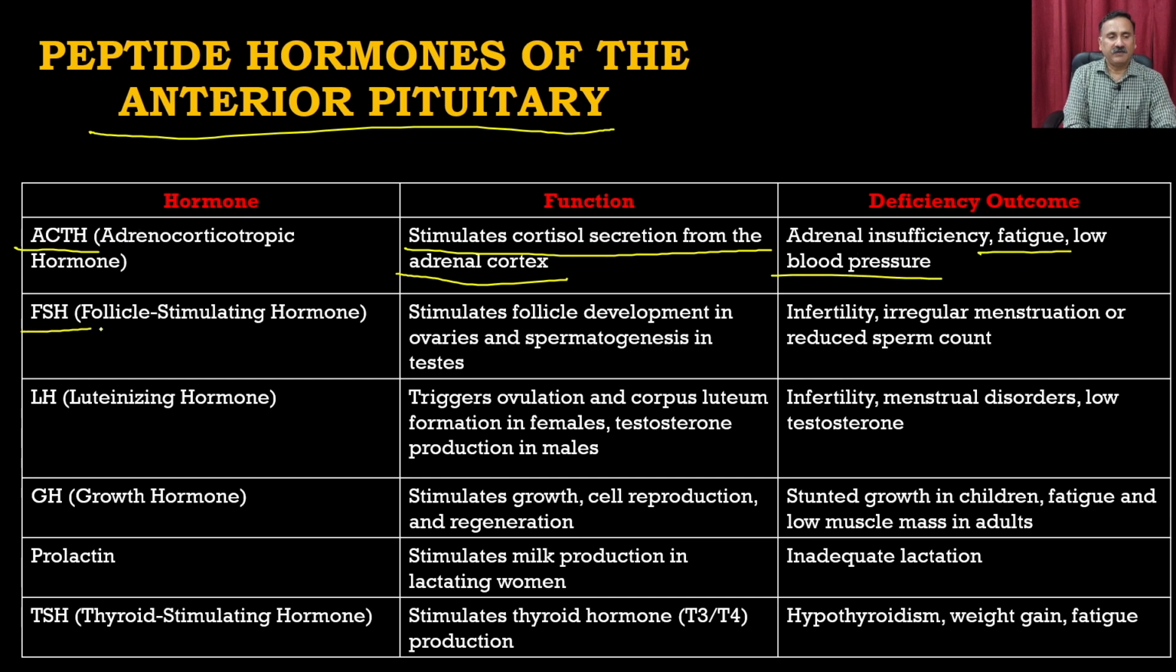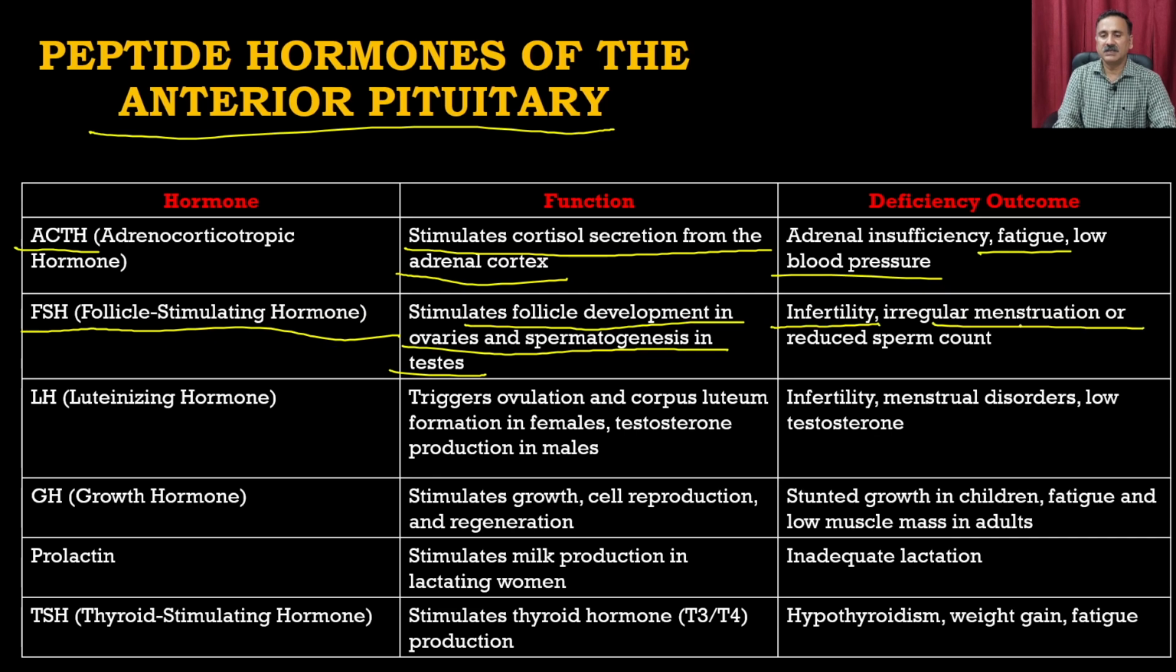Then you have FSH, or the follicle stimulating hormone, that stimulates the follicle development in the ovary and spermatogenesis in the testes. If there is a deficiency of FSH, then it is going to cause infertility, irregular menstrual cycles, or reduced sperm counts.